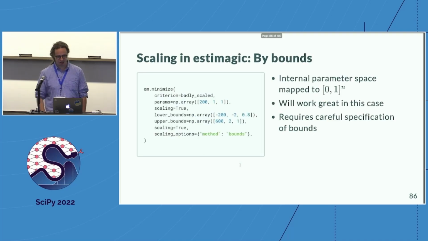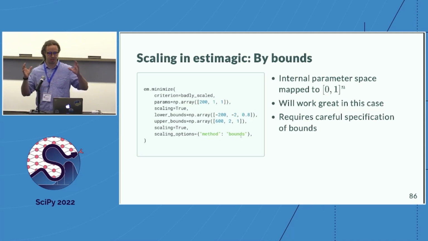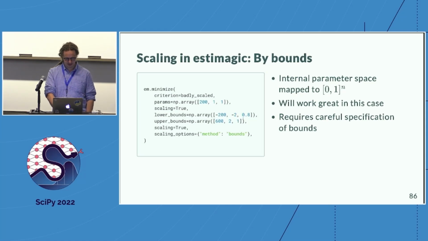And a more advanced option is to rescale by bounds. That's not the default because you don't always have bounds on all parameters. But this can be used to influence the scaling in an even better way. So if you have bounds on all parameters and set the scaling method to bounds, then we rescale the parameter space such that it is between 0 and 1 in all dimensions. And this usually works very well. And in this case, it would also recover that for the last parameter, we need very small steps.